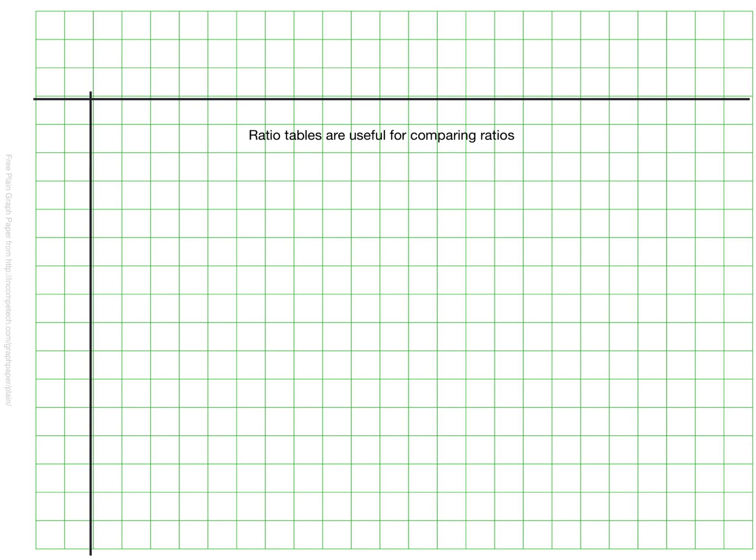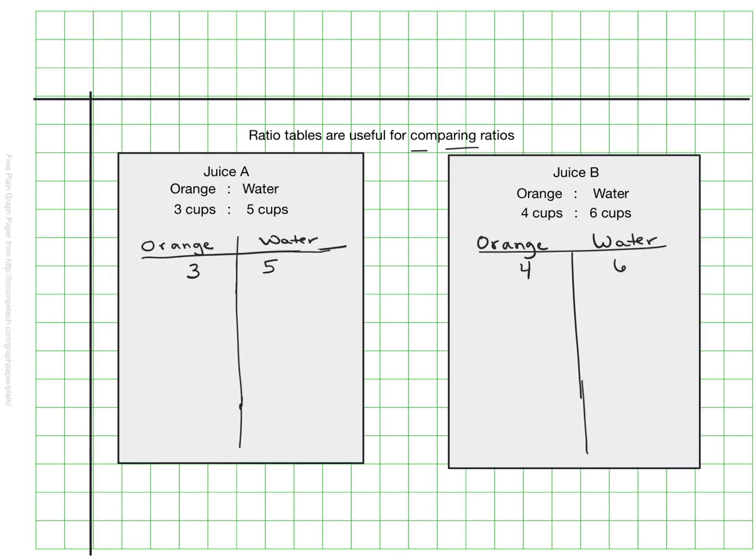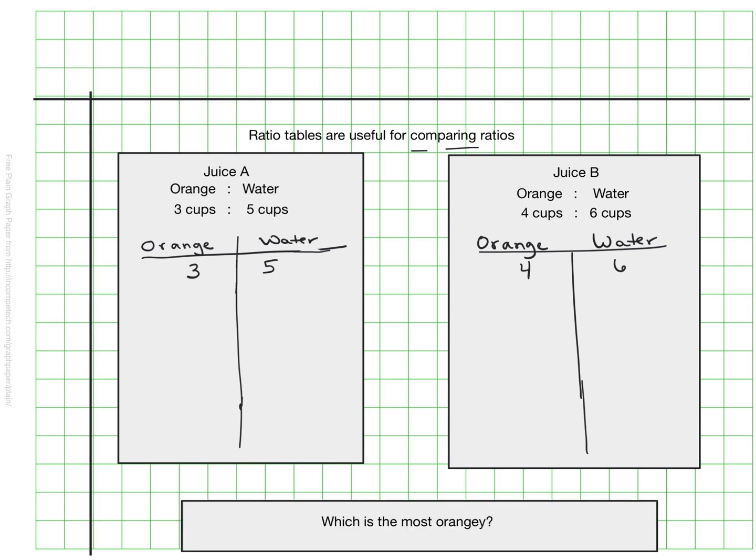One more thing to mention is that ratio tables are useful when you're comparing ratios of two different items. And I'll show you an example. If we have two different juice mixes and we know one has a ratio of 3 cups orange for 5 cups water and the other has 4 cups orange for 6 cups water, we might want to know which one is the most orangey, meaning which one has a stronger orange flavor, right? And it might be hard to tell. Take a moment and think for yourself and guess which one you think would taste more orangey, and then we can build a ratio table to figure it out.